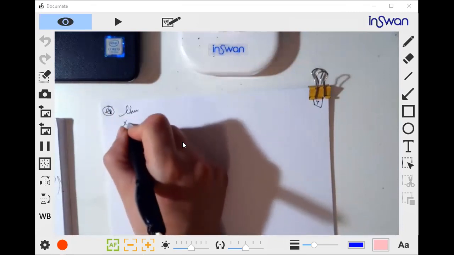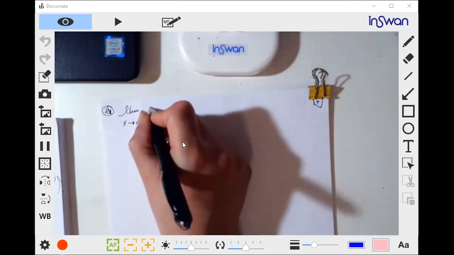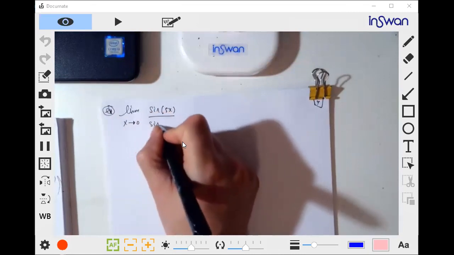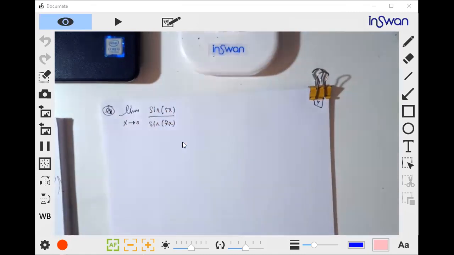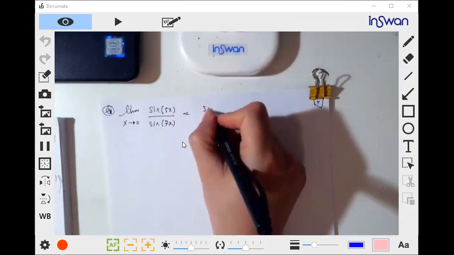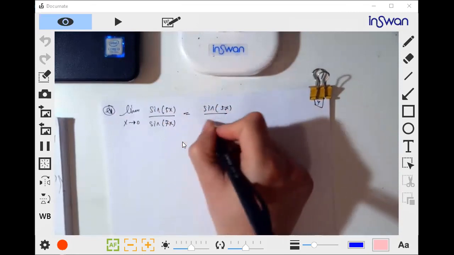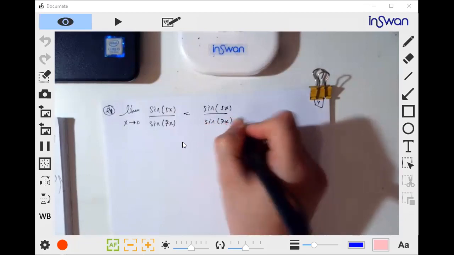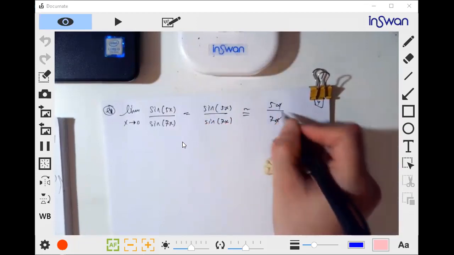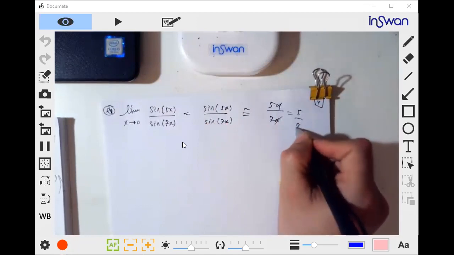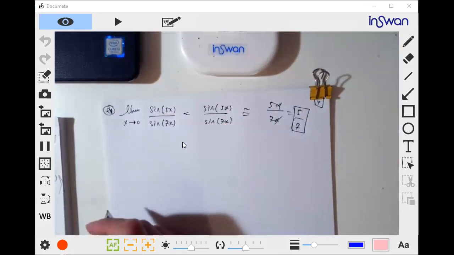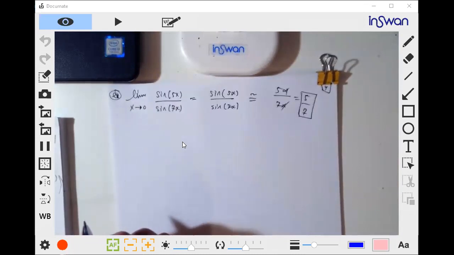Let's talk about the limit as x approaches 0 of sine of 5x all over sine of 7x. This is equal to sine of 5 alpha over sine of 7 alpha. But by the approximation principle, this is just 5 alpha over 7 alpha. Cancel out the alphas, and we get this. So as you can see, this is a pretty handy-dandy approximation technique.